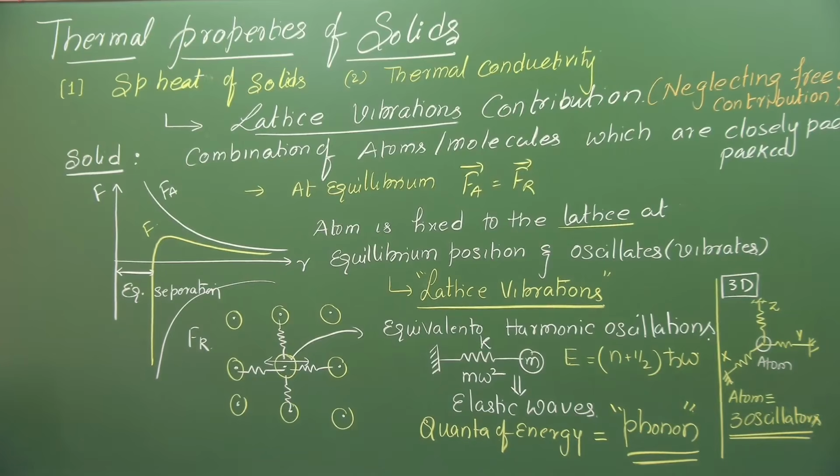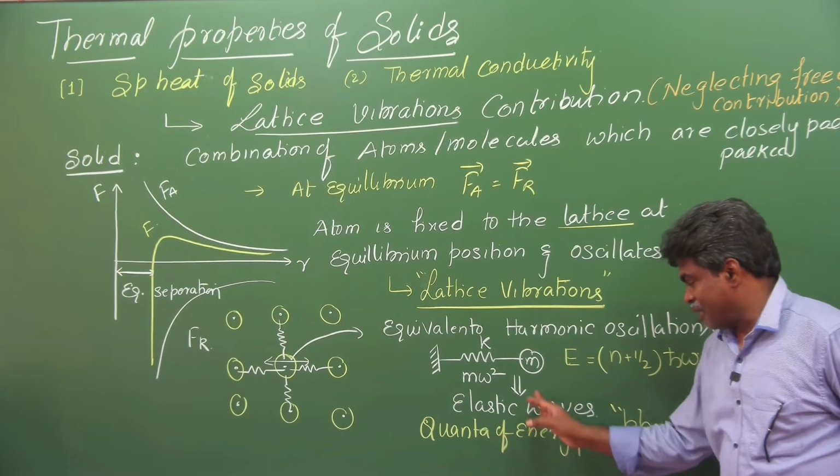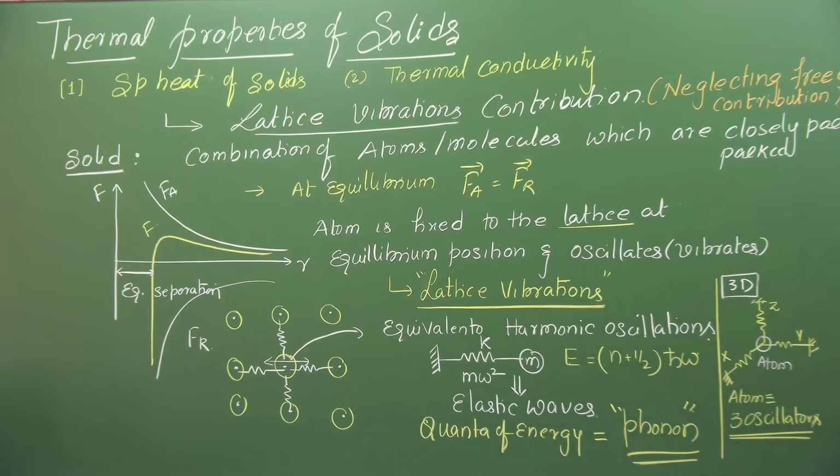So the atoms are staying at the lattice sites or lattice points at their equilibrium position and vibrate. That's why these vibrations are called lattice vibrations. Each atom is equivalent to three oscillators in a three-dimensional lattice. And due to these harmonic oscillations, what waves are we getting? Elastic waves. What is the quanta of energy of elastic waves? Phonon.